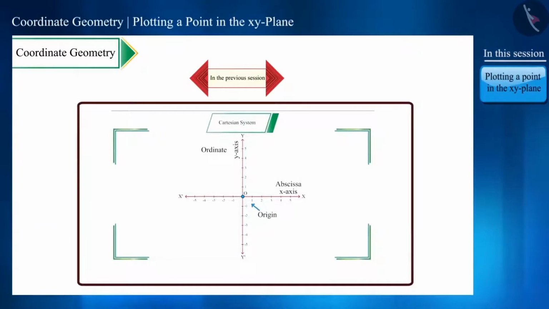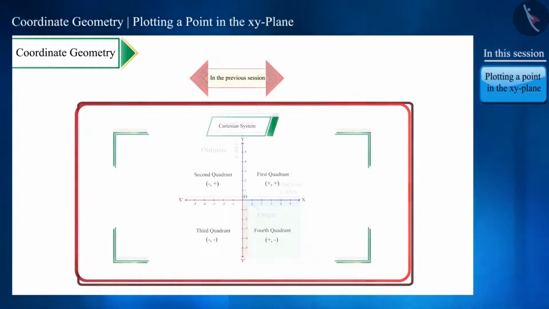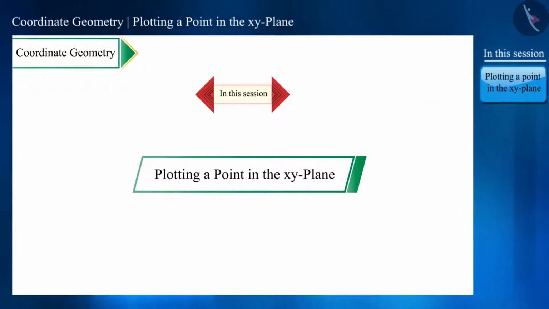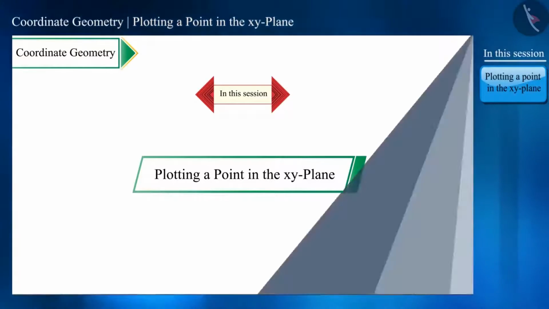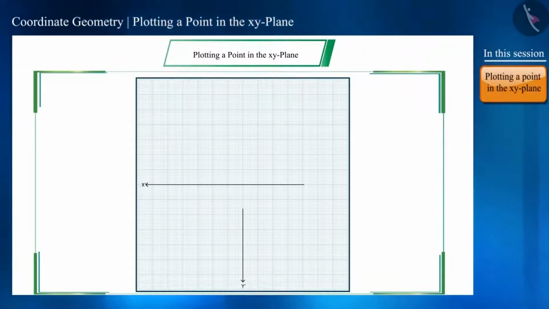In the previous video, we discussed topics and terms related to the Cartesian system. In today's video, we will learn to plot coordinate points in the XY plane. So let's begin. First of all, we will draw X and Y axes on the graph paper and write the numbers using a scale of 1 centimeter.